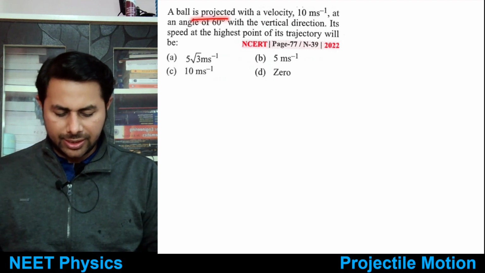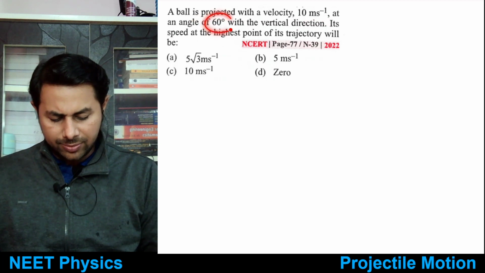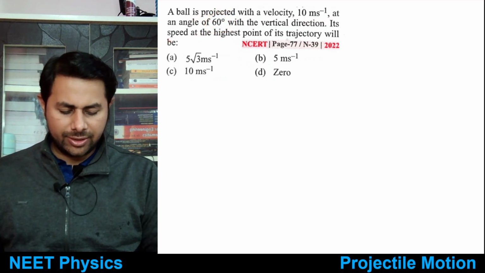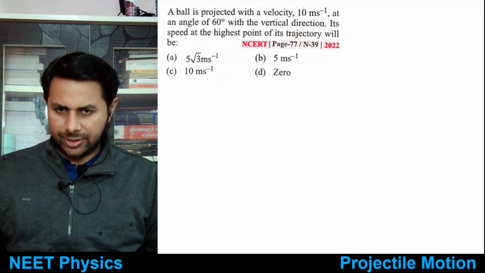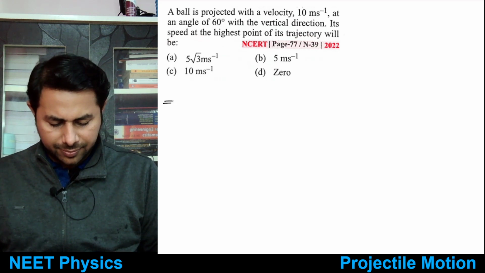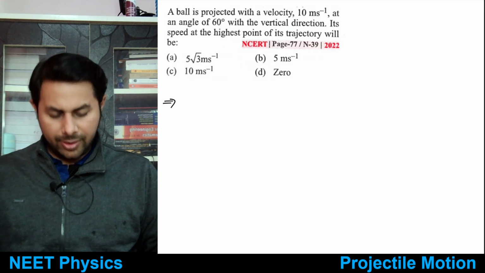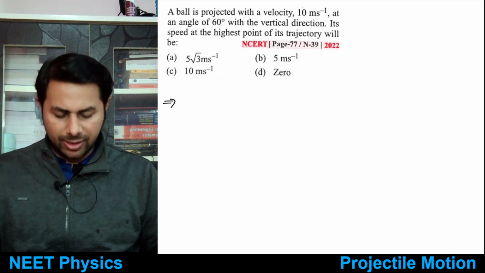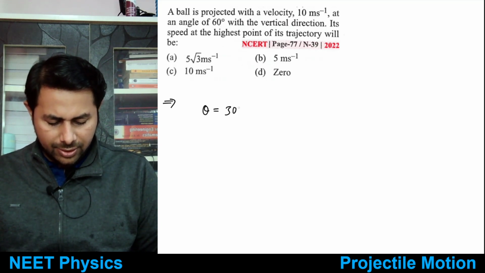A ball is projected with a velocity 10 meters per second at an angle of 60 degrees with vertical direction. Its speed at the highest point of its trajectory will be, option A. Okay, let's check. 60 degrees with vertical means 30 degrees with horizontal. So theta is equal to 30 degrees.